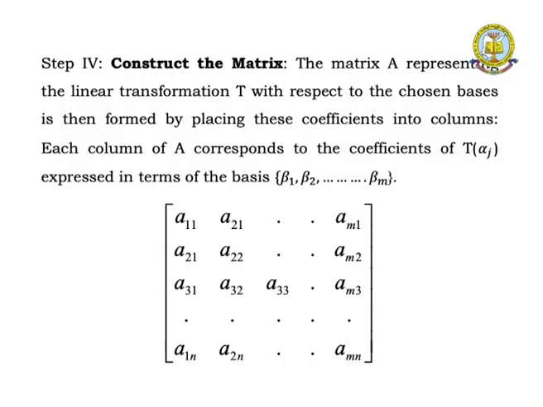Student, so keeping these points in view, in the first step what you have to do? Choose the basis, then apply the linear transformation. That linear transformation, write it as a linear combination of vectors in V, then take those coefficients in the form of columns, then you get the matrix of the linear transformation.